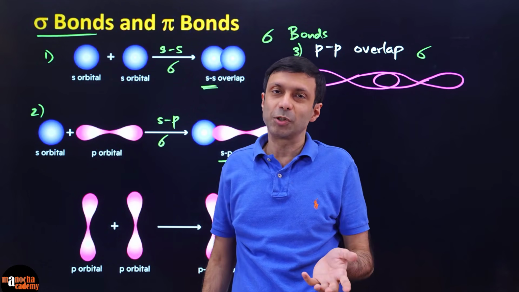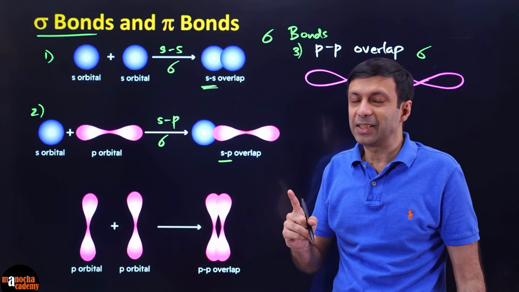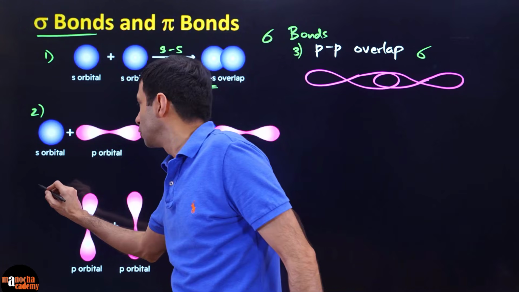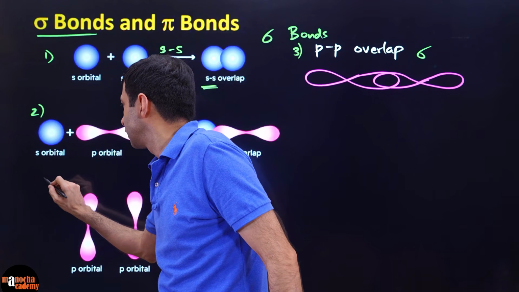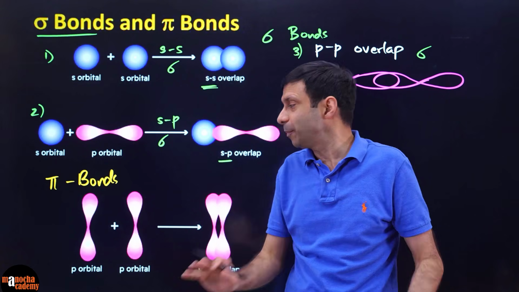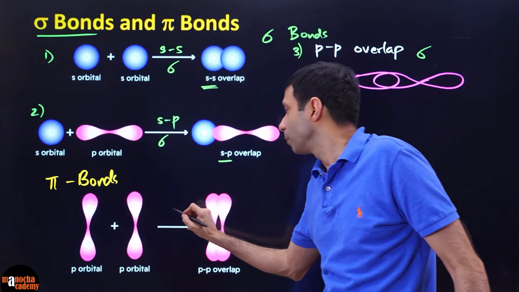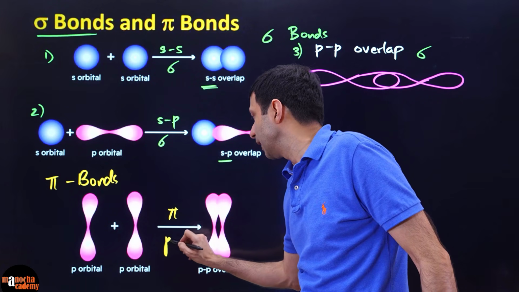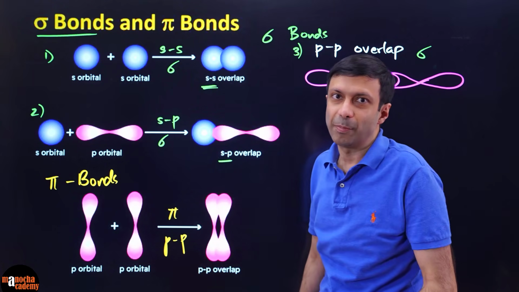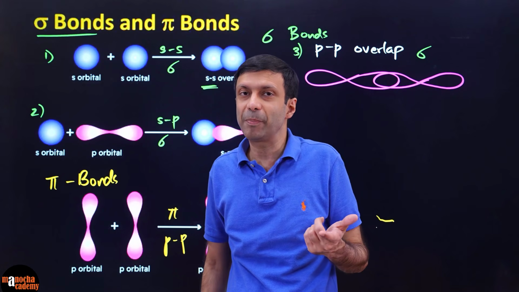Now, when can pi bonds be formed? Pi bonds, as we discussed, can be formed by a PP overlap. Pi bonds, which means a parallel overlap, side-by-side overlap, can be formed by a PP bonding like this. So you can see this is a parallel overlap forming pi bonds. Any other cases where pi bonds can be formed?